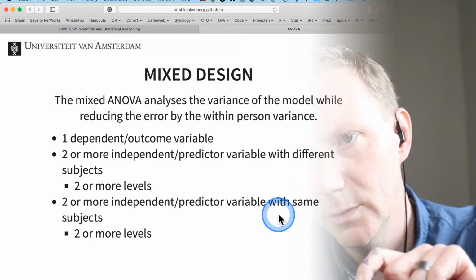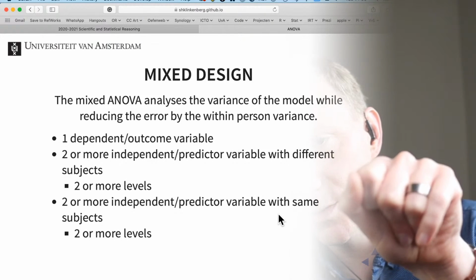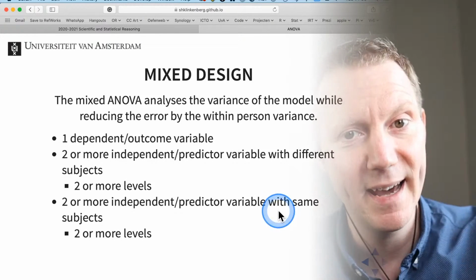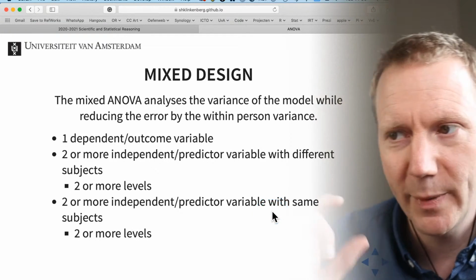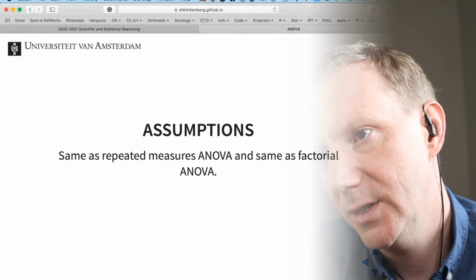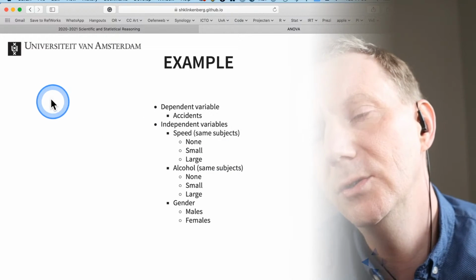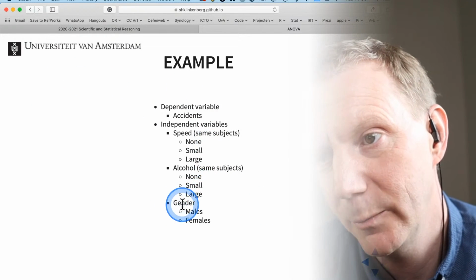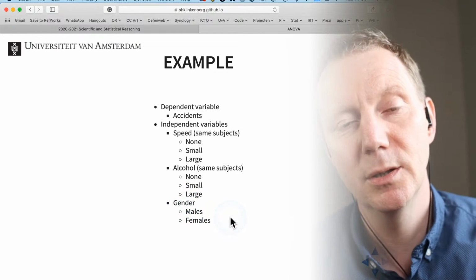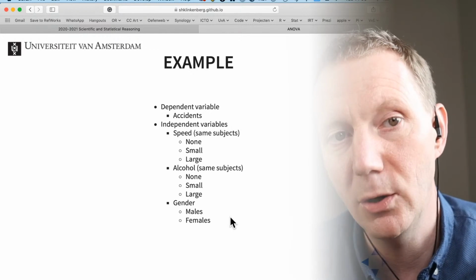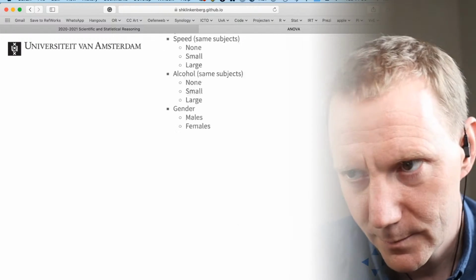So instead of doing just an independent variable as a repeated measure, you can add another or more independent variables with 2 or more levels as independent groups. So the assumptions still stay the same, and in terms of our example, we could do the same analysis, but this time we could add gender, males and females, to the model to see if there's also a three-way interaction between gender, speed, and alcohol.